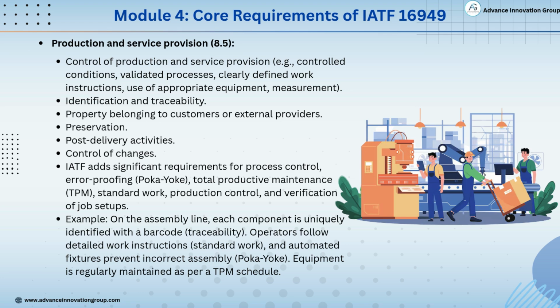Example: in an assembly line, every part is barcoded to maintain traceability. Operators follow clear work instructions. Poka-yoke fixtures ensure the parts are assembled correctly. Equipment is maintained as per the TPM plan.